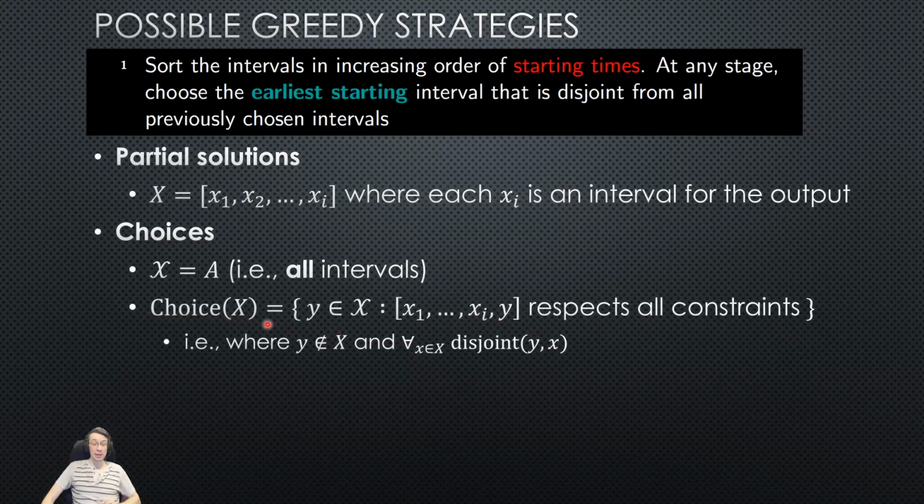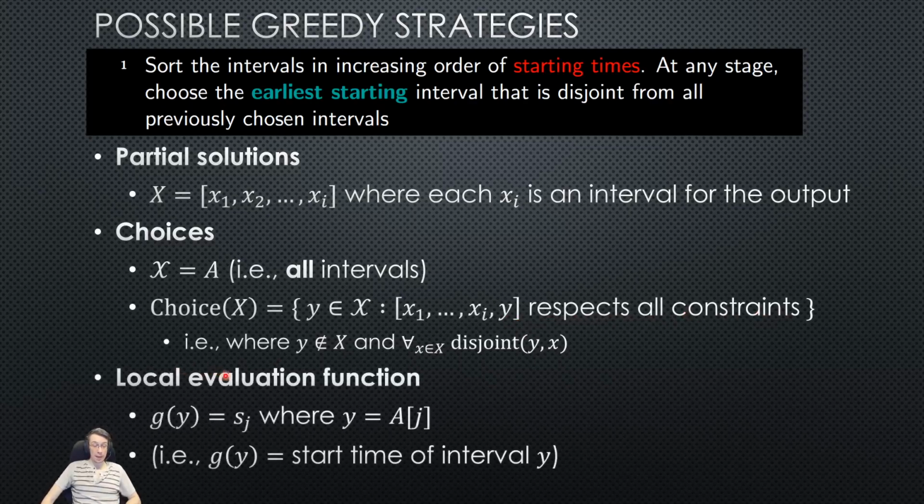So this is the set of all choices we could make starting from the partial solution x. In other words, the set of all intervals we could choose starting from partial solution x, such that when our partial solution is extended with that interval y, we still respect all the constraints. In other words, y doesn't intersect any of the previously chosen intervals x1 up to xi, right? So that's what the choice set is. It's the y in A where x1 up to xi as well as y are pairwise disjoint.